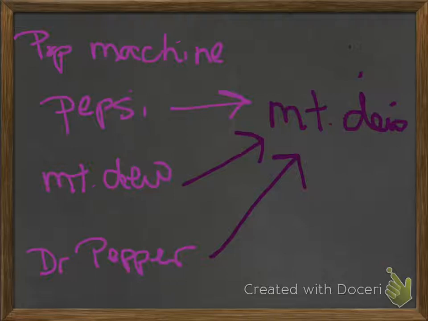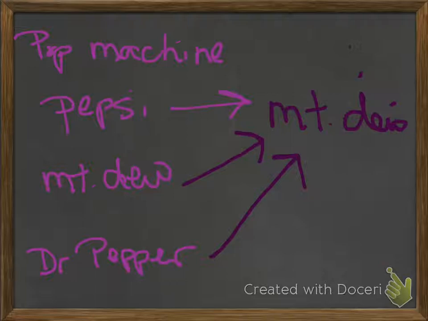Every time you hit the Pepsi button, you're going to get a Mountain Dew. It's not a Mountain Dew or a water. It's definitely a Mountain Dew every time you hit the Pepsi button. Now, if you hit the Mountain Dew button, you're also going to get a Mountain Dew. And if you hit the Dr. Pepper button, you're going to get a Mountain Dew. This is a function because there's only one option every time you hit the Pepsi button, one option when you hit the Mountain Dew, one option when you hit the Dr. Pepper button.